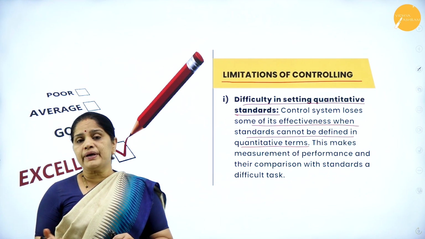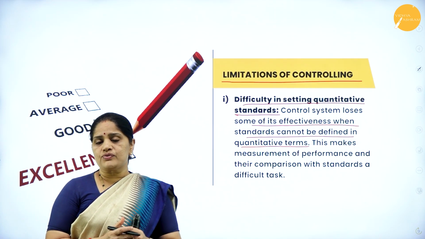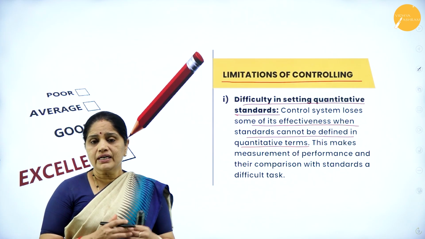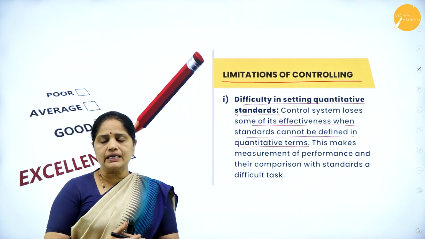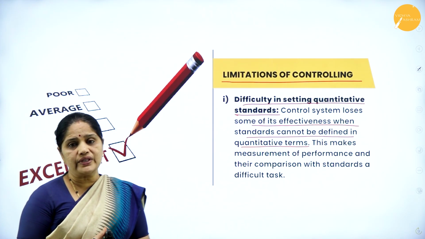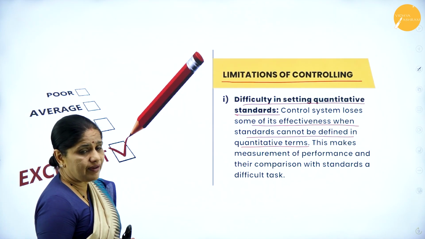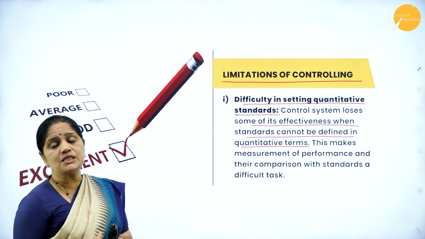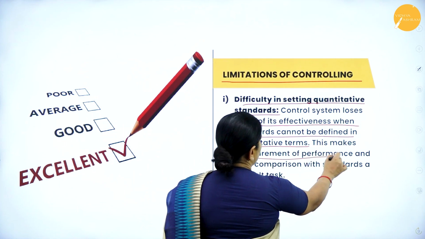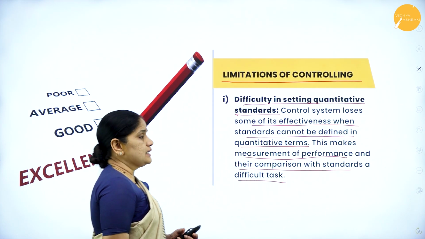There are certain aspects of management which cannot be set up in quantitative terms. For example, the amount of motivation the employees have, we cannot measure it in terms of quantity, and also we cannot quantify the job satisfaction of the employees. So all these are certain terms which cannot be quantified. So for all these aspects, we cannot have this controlling function. This makes the measurement of performance and their comparison with standards a difficult task.